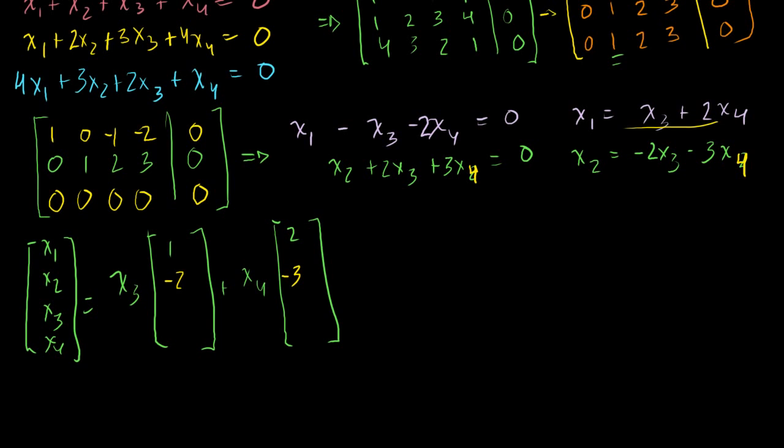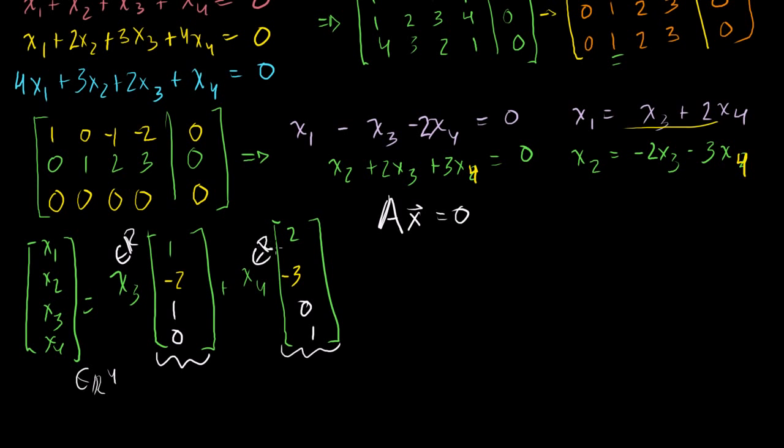And then what is x3 equal to? Well, it's just equal to 1 times x3 plus 0 times x4, right? x3 is equal to x3. And what's x4 equal to? It's equal to 0 times x3 plus 1 times x4. So all of the vectors in R4 which satisfy our original equation, Ax is equal to 0, can be represented as a linear combination of those two vectors. These are just random scalars; we can pick any real number for x3, and any real number for x4. So our solution set is just a linear combination of those two vectors.